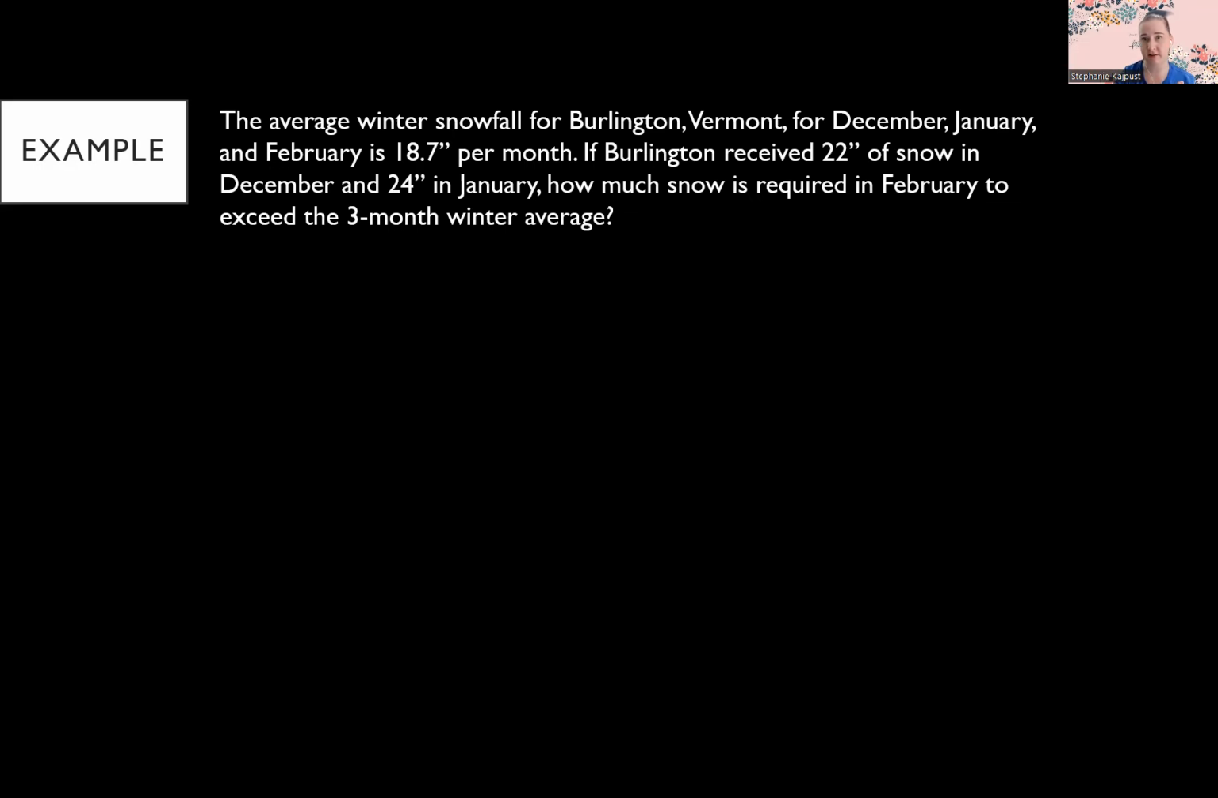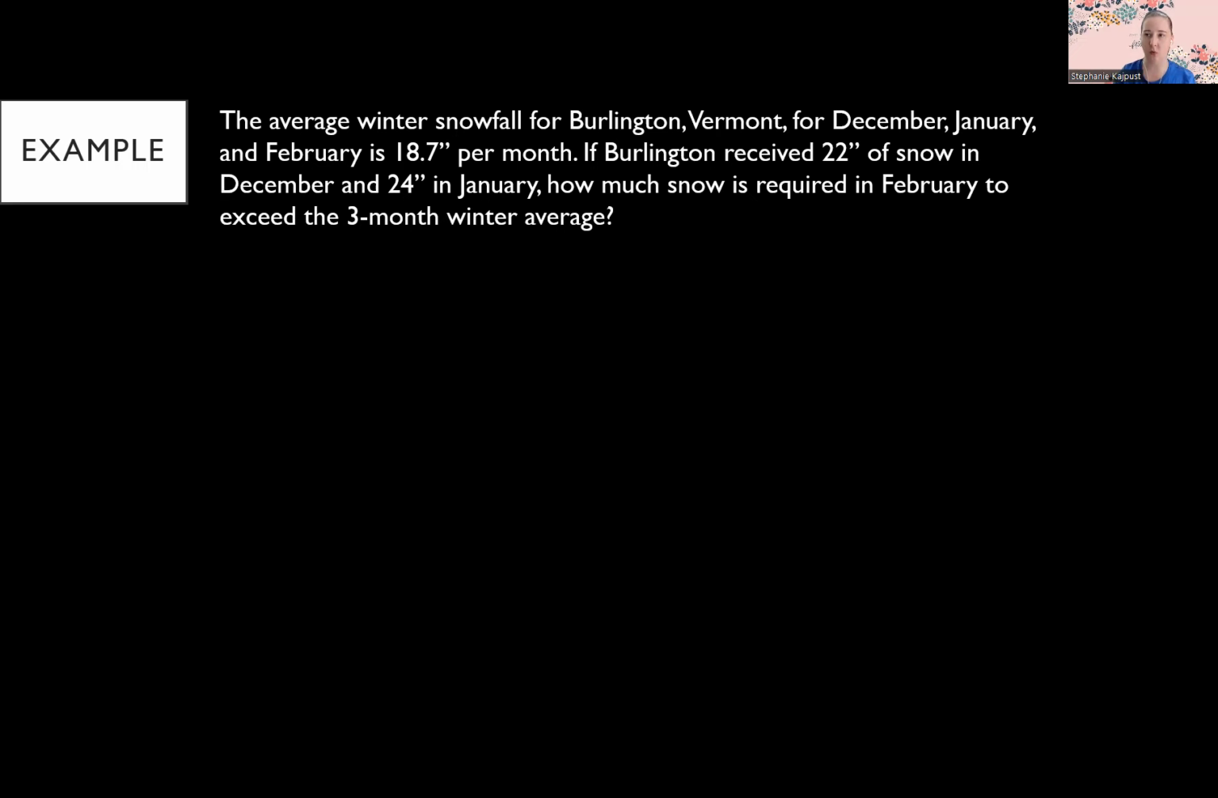So we'll start with this example. The average winter snowfall for Burlington, Vermont for December, January, and February is 18.7 inches per month. If Burlington received 22 inches of snow in December and 24 inches in January, how much snow is required in February to exceed the 3-month winter average? So to get above the average for 3 months.